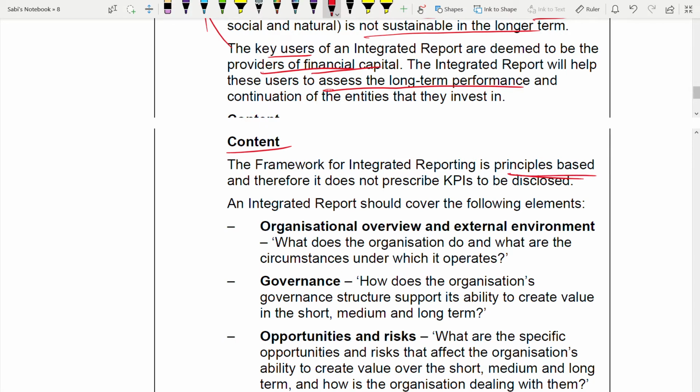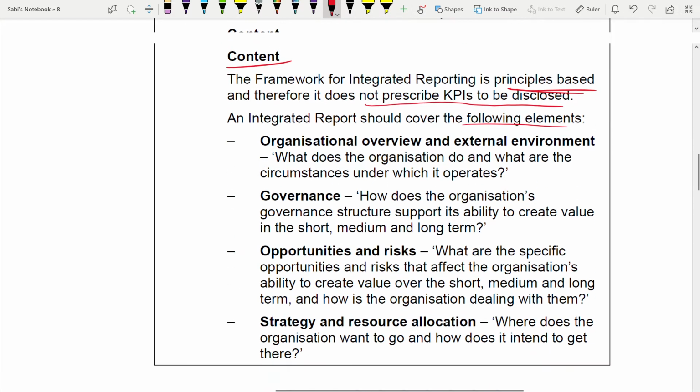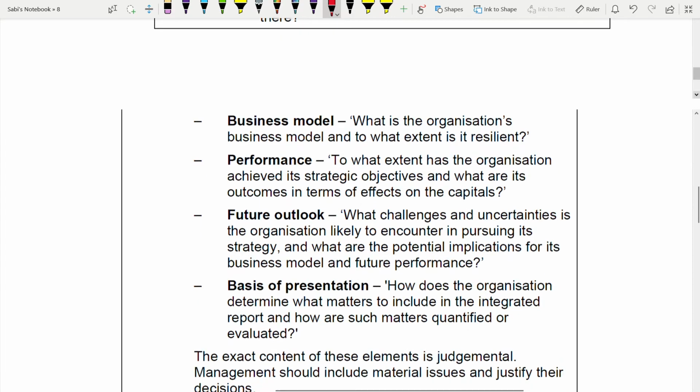Because it's principle based, it means very broad. It does not prescribe KPIs, key performance indicators, to be disclosed, but it should cover the following elements. These elements have to be there in the content. From the purpose, let's pick out organizational overview, external environment, governance, opportunity and risk, strategy and resource allocation. I think more is there below, but you don't need all of those.